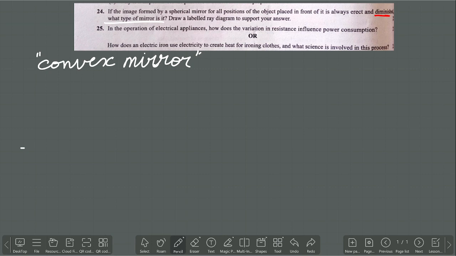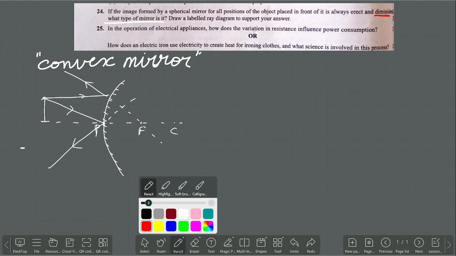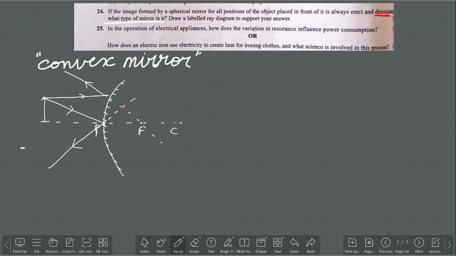Next, draw the labelled diagram to support your answer. You need to draw the convex mirror. Convex mirror means the reflecting surface is curved outwards, and this point we call the pole, focus, center of curvature, and this line we call the principal axis. Wherever you place the object, draw the rays: one passing parallel to the principal axis appears to pass through the focus. Another strikes at the pole and reflects back making the same angle with respect to the principal axis. Extend the rays as imaginary lines, and the point where the two reflected rays are meeting, or appear to meet.